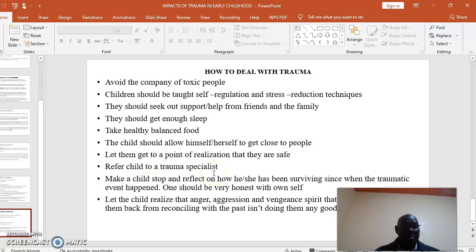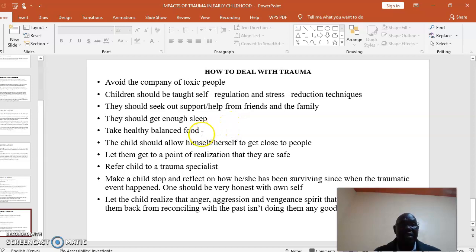How do you deal with trauma? Now allow me to go through ways of dealing with trauma. Avoid the company of toxic people. Children should be taught self-regulation and stress reduction techniques. They should seek out support or help from friends and the family.